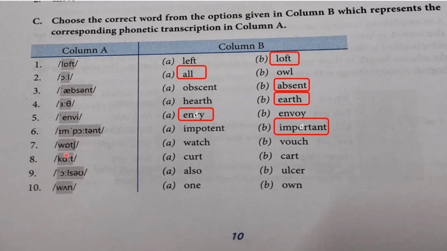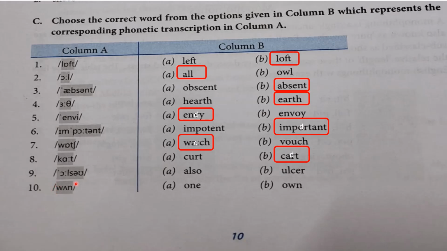Then the next one, here it is watch and it is vouch. So what could be the word? It should be watch. This is the ch sound, a consonant sound which you haven't learnt, but the a sound is there. This should help you to find. This is wow, an ow sound. Here it is an a sound. So it should be watch. That is the right word. Then here it is a, K-A-T, cart. So it is curt and it is cart. So the word should be cart.